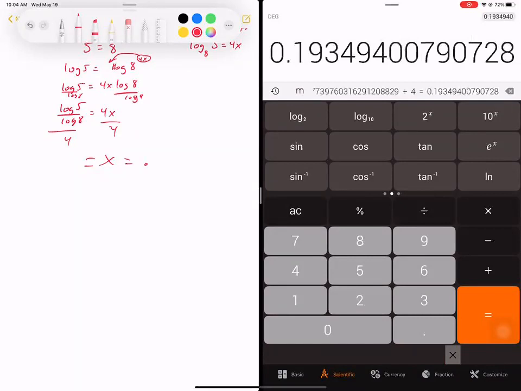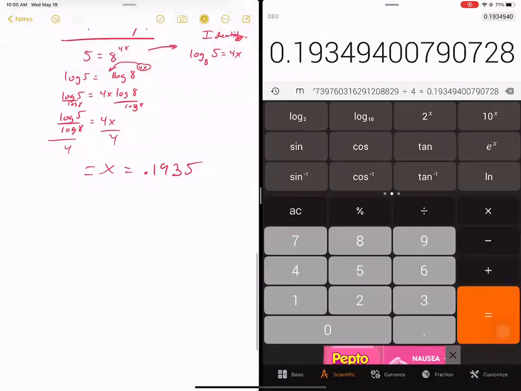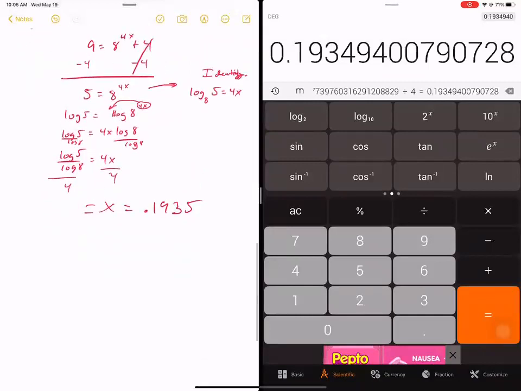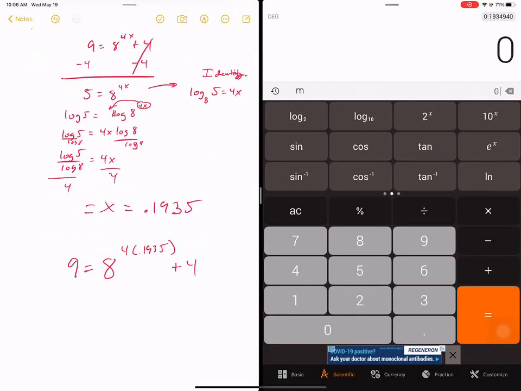X is 0.1935. Let's do 4 decimal places. So we have our answer. Our guess is 0.1935. Now let's go ahead and double check if this answer even worked out. If I say 9 is equal to 8 to the 4 times 0.1935 plus 4, will that give me something close to 9? I have no clue. Well, I hope it's yes, okay?